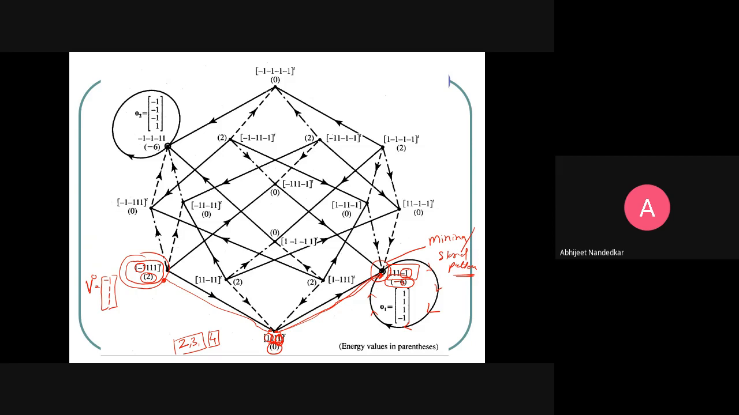In next class, we will see how to design this. We have now ready-made circuit, but we have not seen how to design this network for patterns that I want to store. That means for given patterns, how to create minima for that pattern. So that we will see in next class.